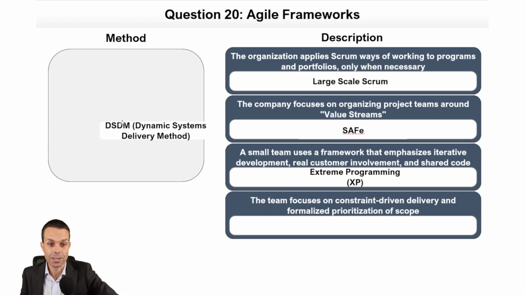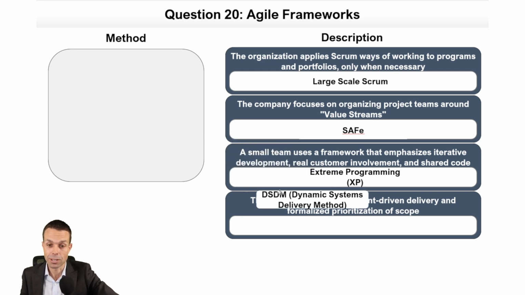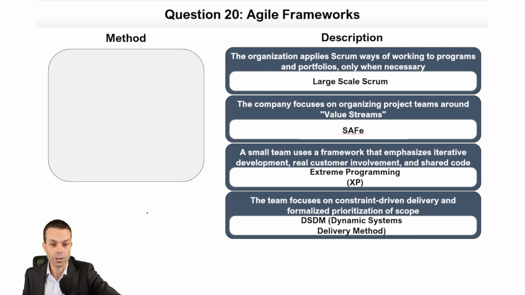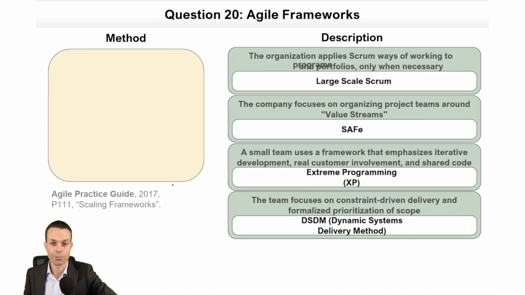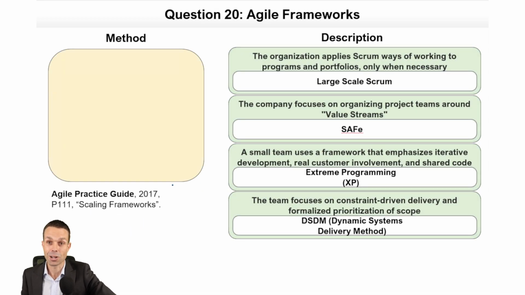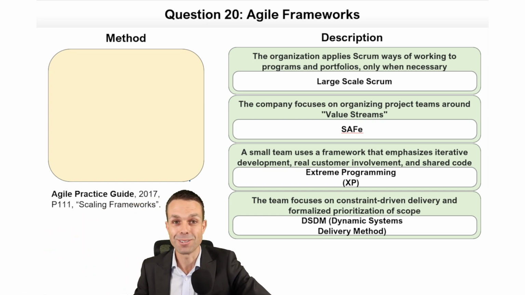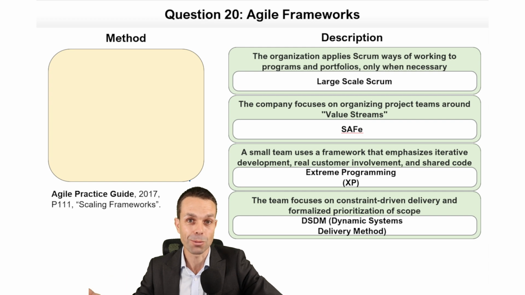That leaves us with DSDM, or Dynamic Systems Development Method. Now the thing with this one is it always has that constraint-driven approach. If you remember our constraint triangle with our scope, our cost, and actually let's make this one the schedule, because these two items down here are fixed. That's constraint-driven delivery. Let's just double check and see if we've got this correct, and we have, and that's Agile Practice Guide, page 111, under scaling frameworks, and you've done another little section of 20 drag and drop questions on your way to passing the PMP exam.